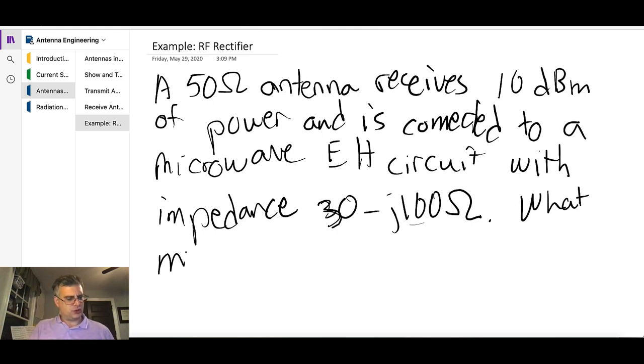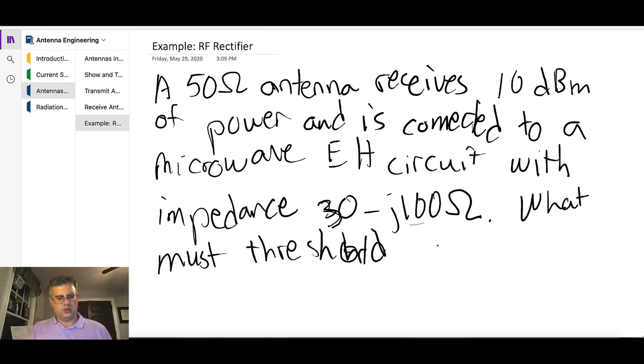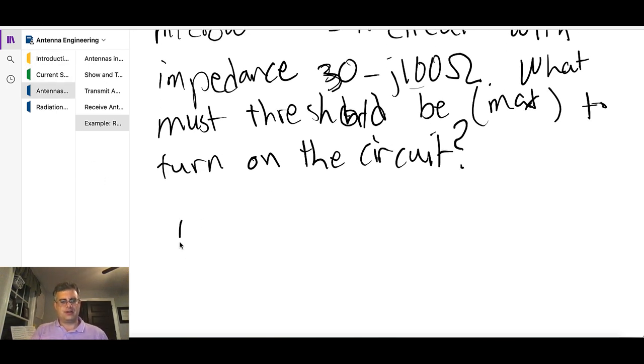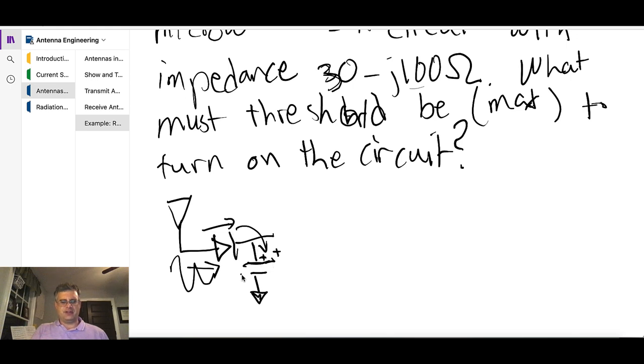What must the threshold voltage be to turn on the circuit? So we're going to assume here that we have the basic half-wave rectifier circuit or some deviation or derivative of that, where RF is coming into the antenna, charge is deposited up here, and I've got to turn on this diode. So this capacitor, if it's designed well in an RF scenario, should short out at the desired frequency, so that I'm really just connecting straight from antenna to ground. And so my load that I'm turning on is really that diode.